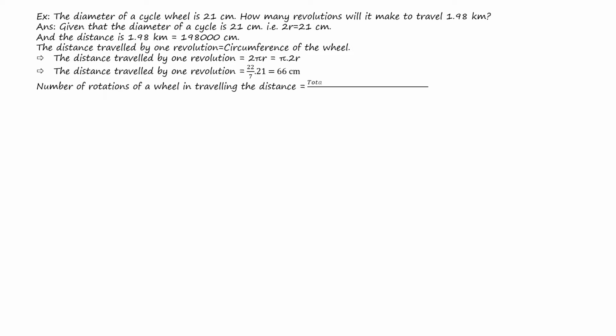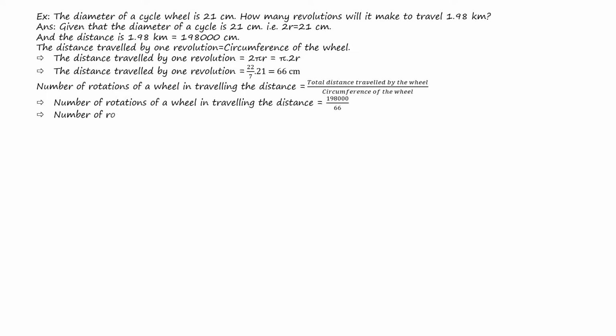Number of rotations of a wheel in traveling a distance equals total distance traveled by the wheel divided by the circumference of the wheel. So in this case the total distance is 1,98,000 centimeter. So number of rotations made by the wheel is 1,98,000 by 66, which is nothing but 3,000. Hence the number of revolutions, 3,000, is the answer.